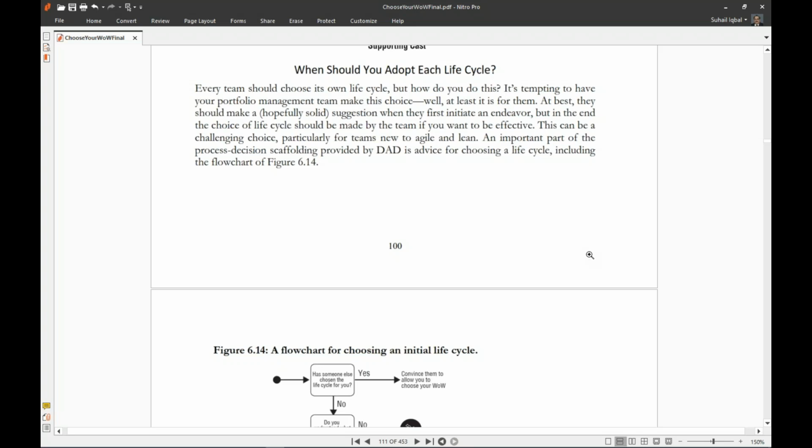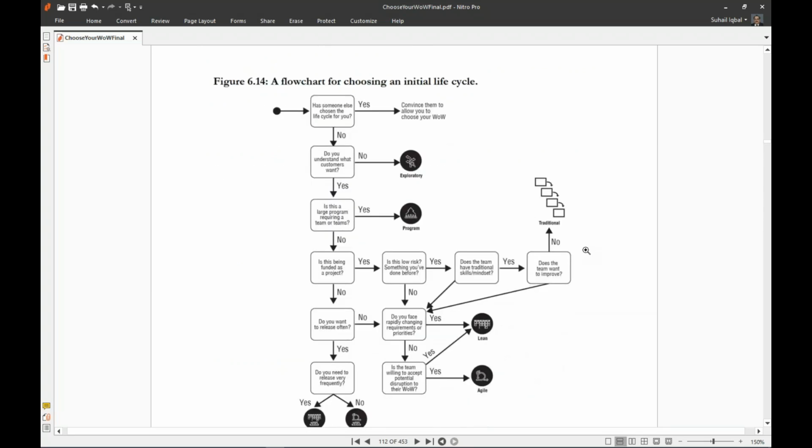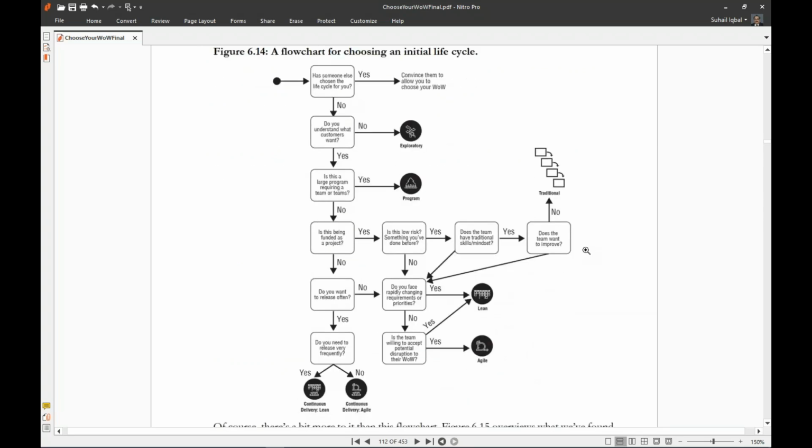An important part of the process decision scaffolding provided by DAD is advice for choosing a life cycle, including the flowchart of figure 6.14, a flowchart for choosing an initial life cycle. We start with, has someone else chosen the life cycle for you? Yes or no? If yes, convince them to allow you to choose your WoW. If not, then do you understand what the customer wants? Yes or no. If no, go for the exploratory life cycle.